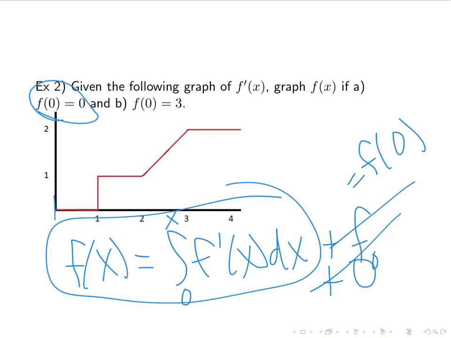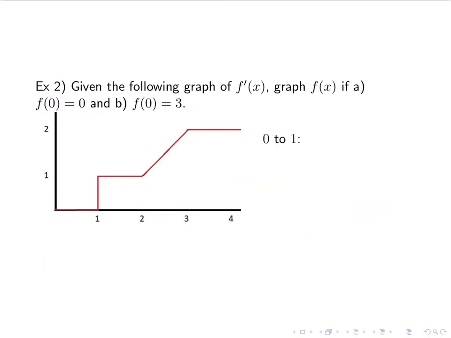And again, our f prime of x depends on what part of our graph we're looking at. So if we notice, our graph gets split up at these integer points. It's a different function from 0 to 1 than it is from 1 to 2, than from 2 to 3, than from 3 to 4. Okay. So we're going to start with 0 to 1.